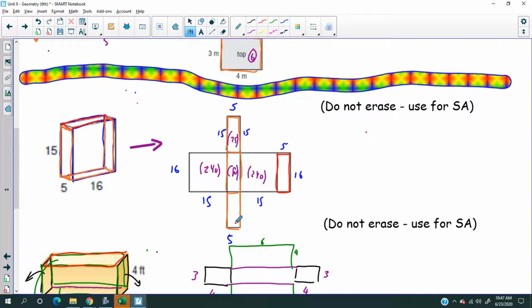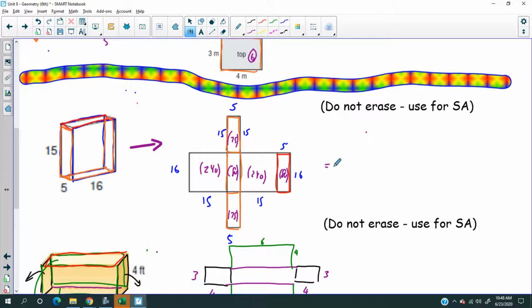And then we got a 5 by 15, am I right? Yep, 5 by 15 is 75 again. And then I got this little one here, which is 5 by 16, which is 80 again. So I'll use my calculator.